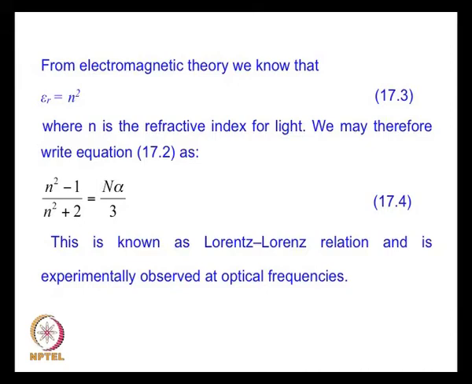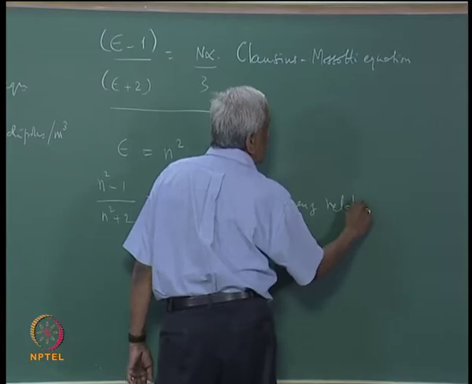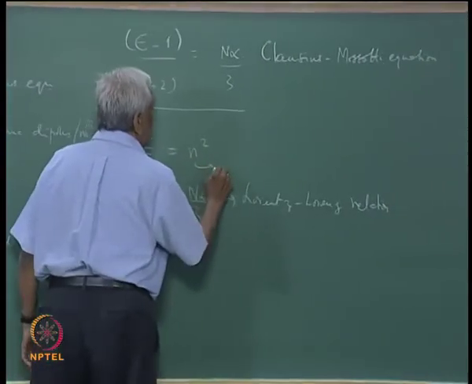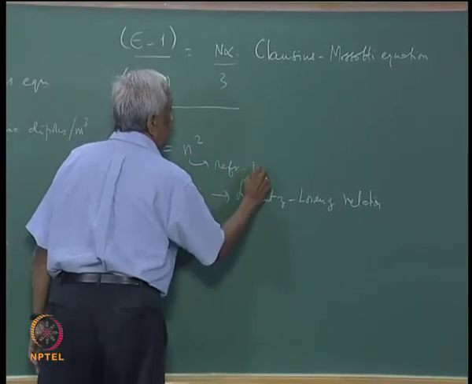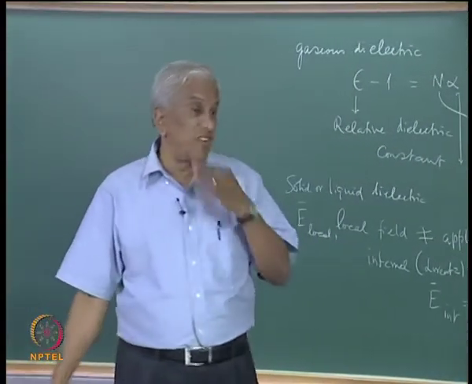Since we also know that the dielectric constant is proportional to n square from EM theory, we can also write this in this form. This is known as the Lorentz relation. So, if you measure the refractive index n, this is the refractive index, you can use this equation at optical frequencies.